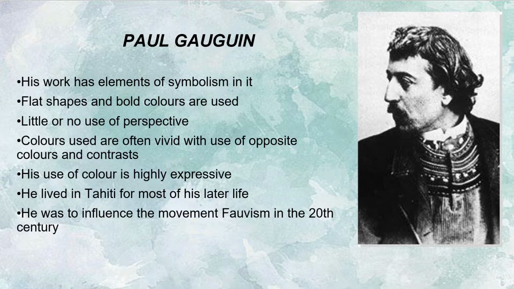Paul Gauguin. His work has elements of symbolism in it. Flat shapes and bold curves are used. Little or no use of perspective. Colors used are often vivid with the use of opposite colors and contrasts. His use of color is highly expressive. He lived in Tahiti for most of his later life. He was to influence the movement Fauvism in the 20th century.